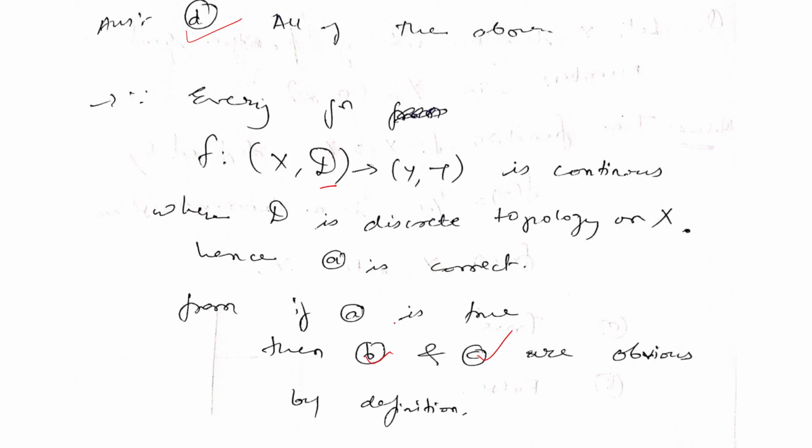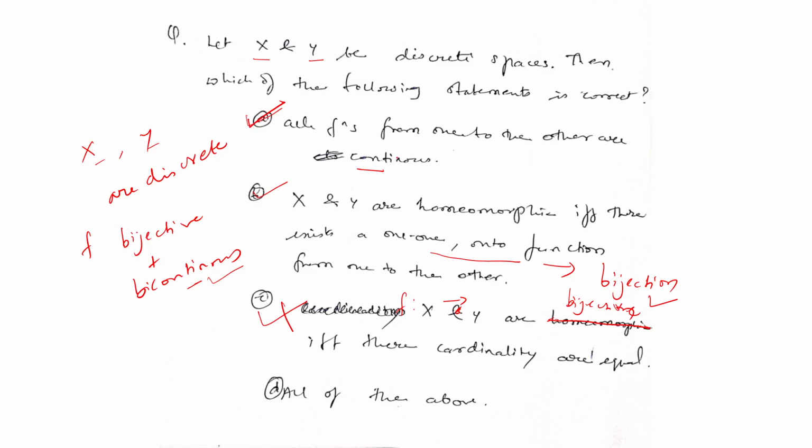You have seen that. So from that, the first option says that all functions from one to the other are continuous. Both the spaces X and Y are discrete, so obviously it will be satisfied. All the functions that you take from X to Y or from Y to X will be continuous functions. Now for homeomorphism, option B says that X and Y are homeomorphic if and only if there exists a one-one onto function from one to the other.